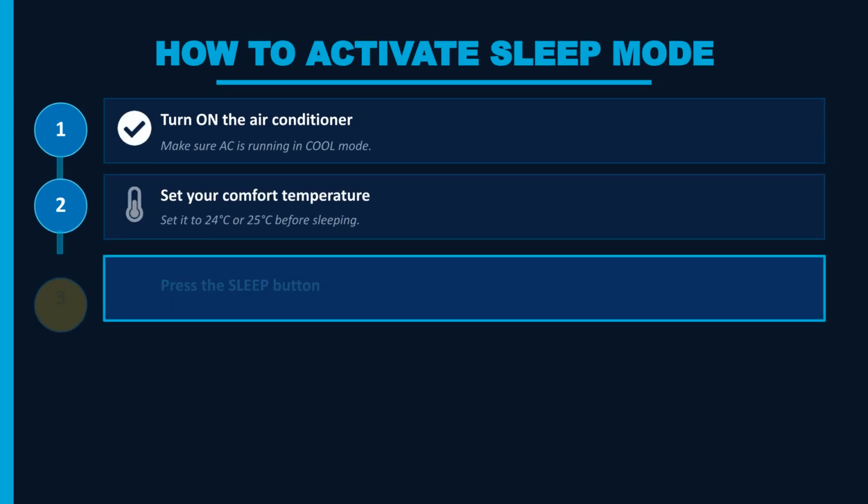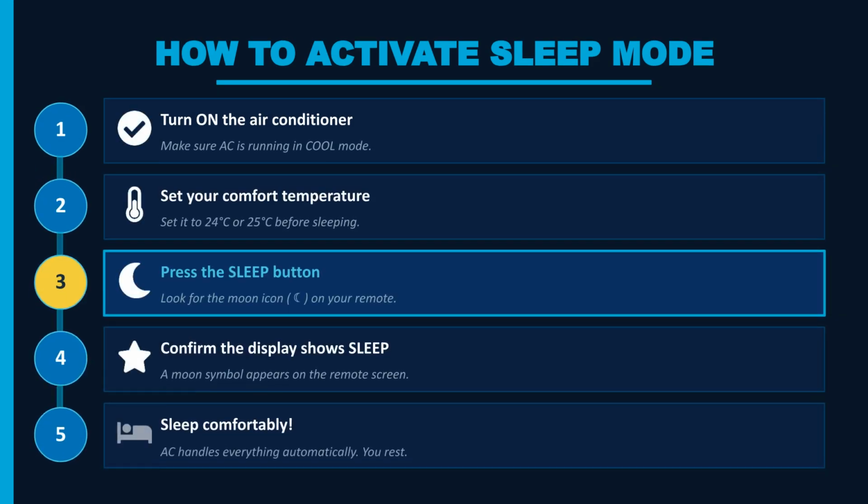Activating sleep mode is easy. First, turn on the AC and set your comfort temperature. Then, press the sleep button, usually marked with a moon icon. Confirm the symbol appears on the display. Now, you can sleep comfortably as the AC manages the temperature.